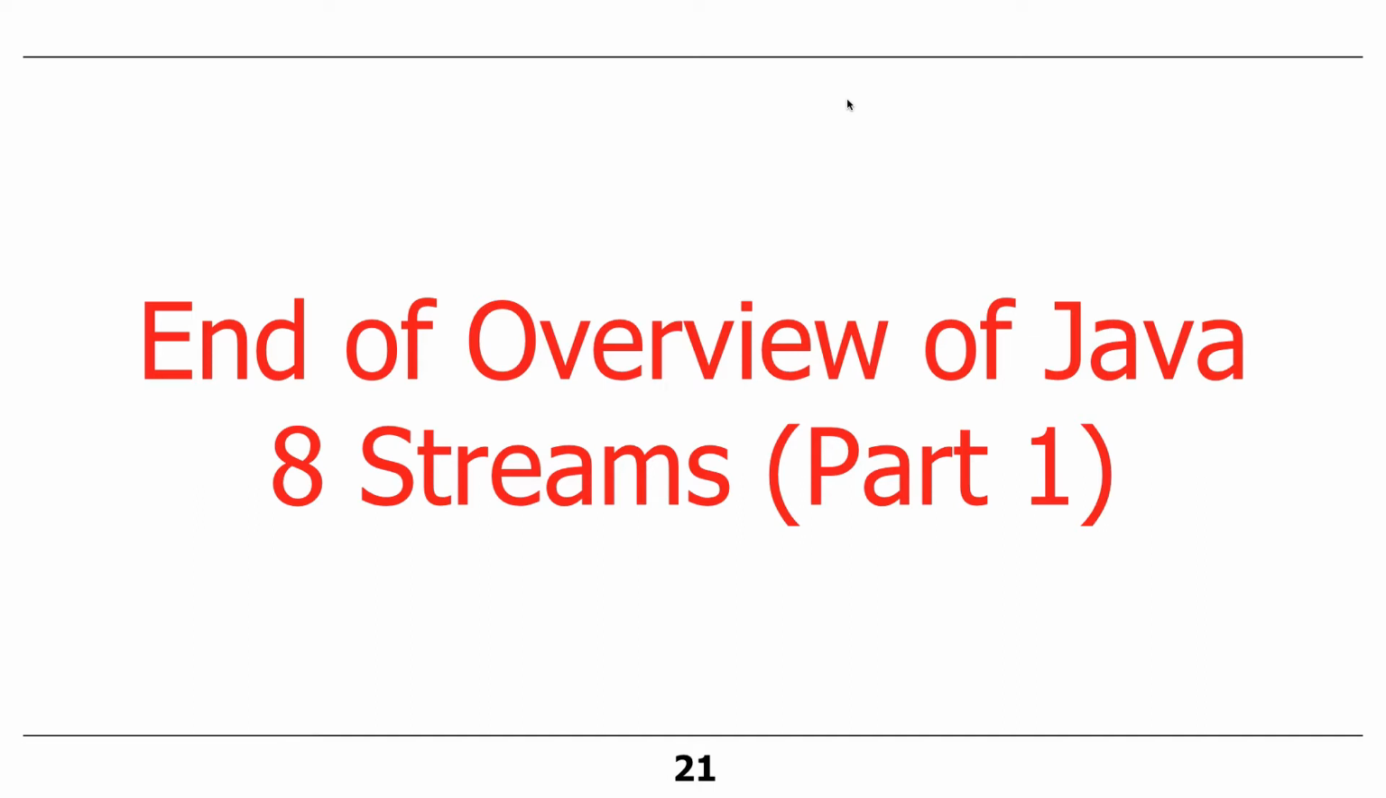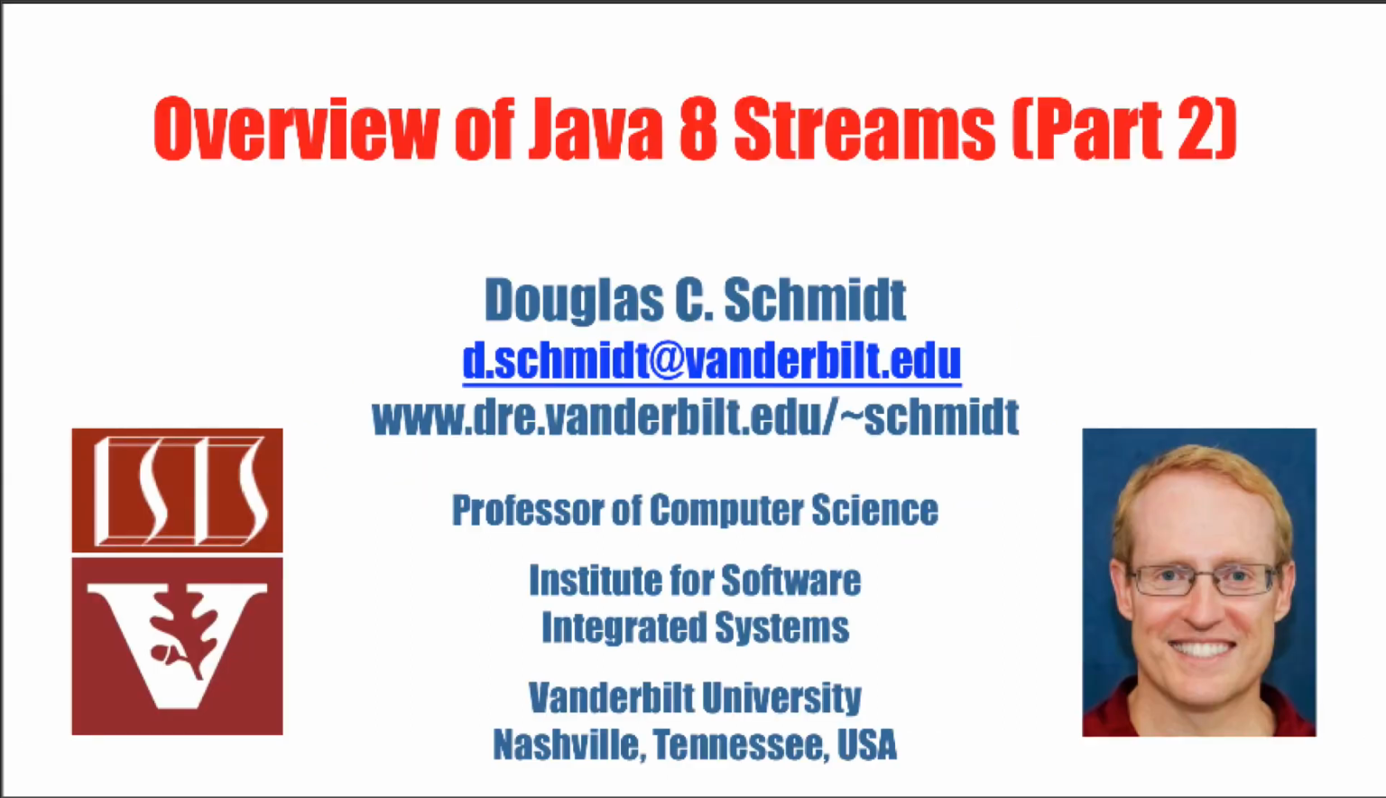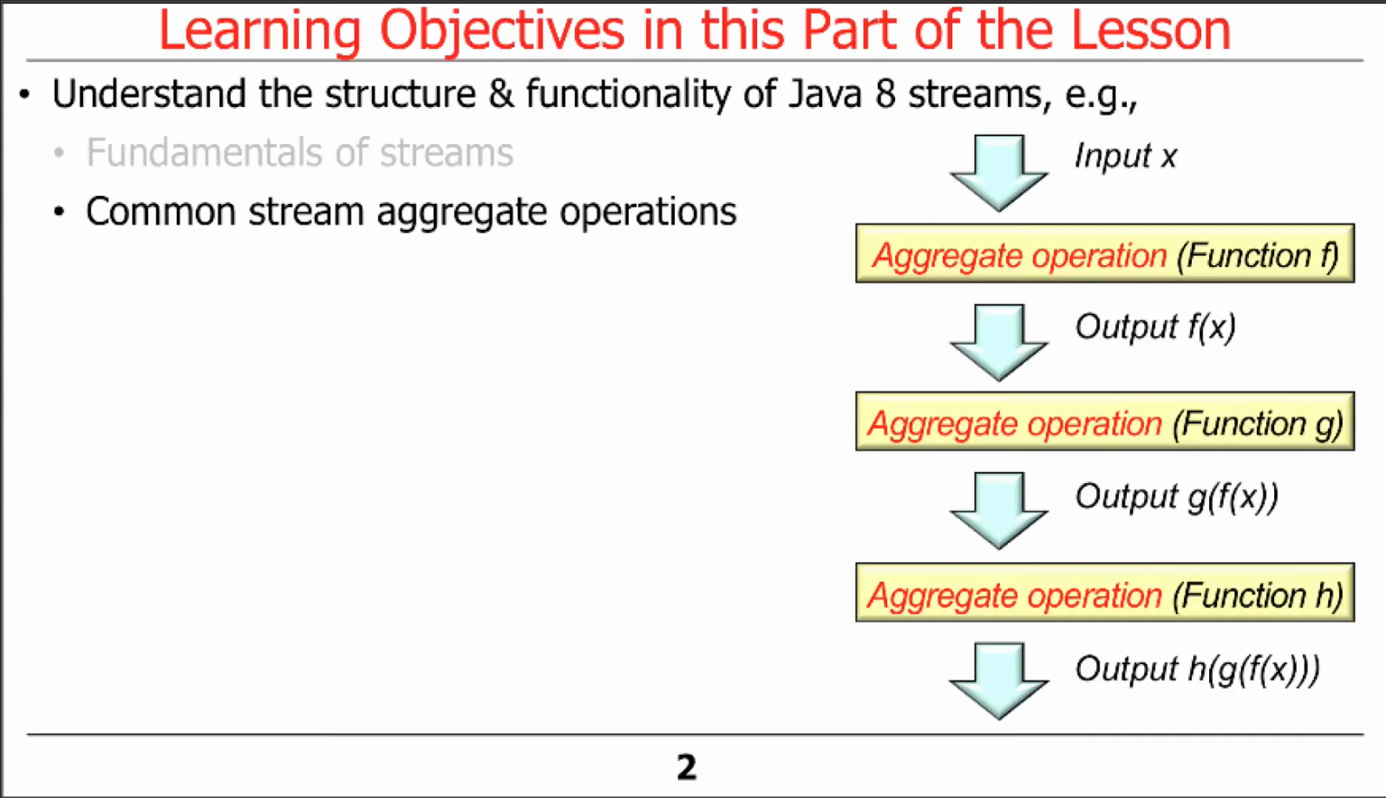OK, so that's just a quick overview of what streams are. All right, so part 2 of Java 8 streams. Now we're going to talk about some of the common stream aggregate operations. These are the things that are used to transform or manipulate the data as it flows through the stream.